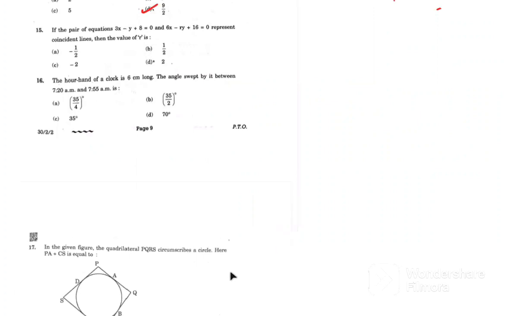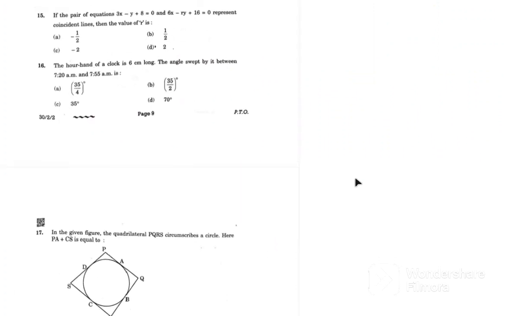Question number 15 says, if the pair of equations 3x minus y plus 8 equals 0 and 6x minus ry plus 16 equals 0 represent coincident lines, then the value of r is, right? So here the condition of coincidence is a1 by a2 equals b1 by b2 equals c1 by c2. Right? They are parallel as well as they overlap. That is the condition of coincident lines.